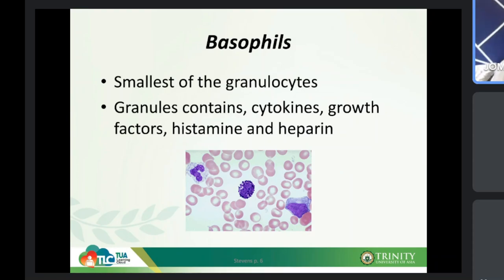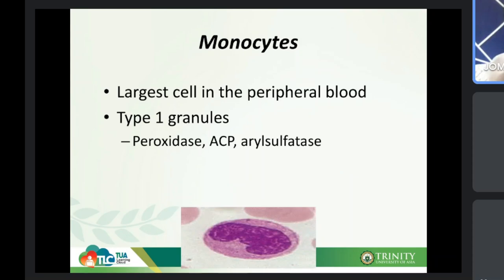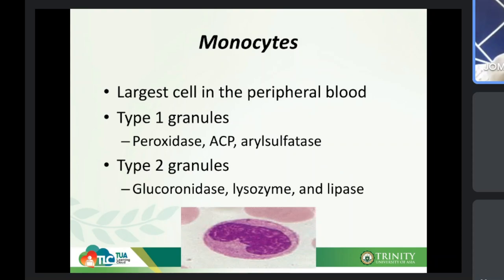So aside from your neutrophils, your eosinophil, your basophil, the fourth one among the different cells in your innate immune system is your what? Your monocytes. Your monocytes, as opposed to your basophil, are the largest in your peripheral blood. Aside from size, your monocyte is also different from your basophil because your monocyte can stay up to 70 hours in your blood, and they contain important granules that help your neutrophil in phagocytosis. They contain type 1 granules that contain peroxidase, acid phosphatase, and aryl sulfatase. And your type 2 granules contain your glucuronidase, your lysozyme, and your lipase.